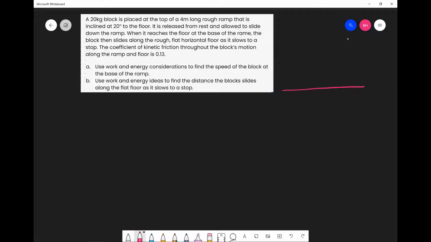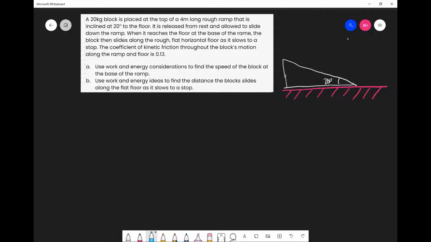So here's our floor, and I'm drawing our floor because part of our motion, at least for part B, will be when it is along the floor. So what we have is a ramp. Let's say here's my ramp. That is way more than 20 degrees. Okay, let's make this just a little bit more realistic. That's a little better. Okay, so it's 20 degrees. So this angle right here is 20 degrees.